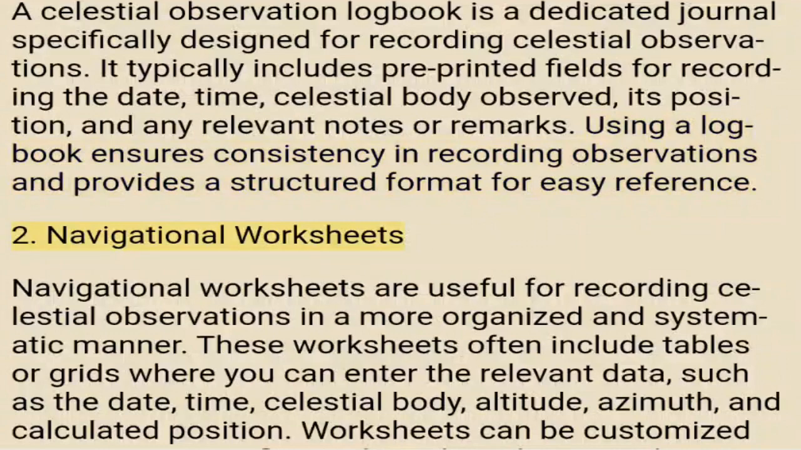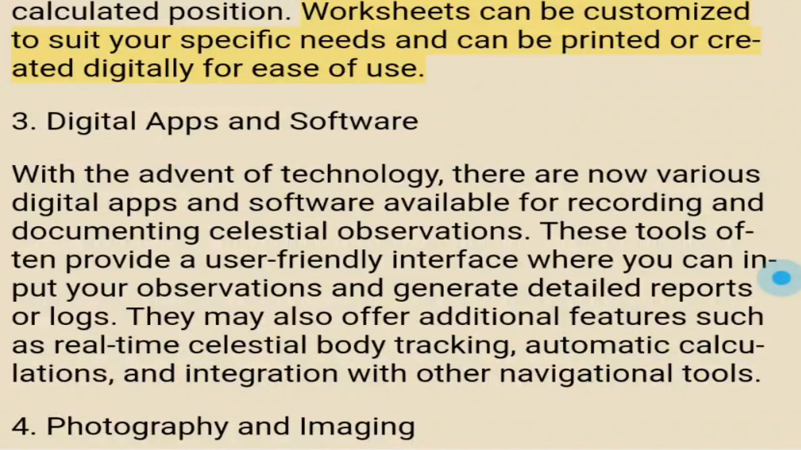2. Navigational Worksheets. Navigational worksheets are useful for recording celestial observations in a more organized and systematic manner. These worksheets often include tables or grids where you can enter the relevant data, such as the date, time, celestial body, altitude, azimuth, and calculated position. Worksheets can be customized to suit your specific needs and can be printed or created digitally for ease of use.